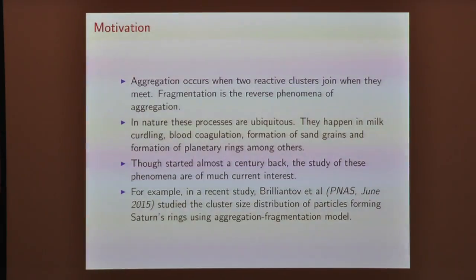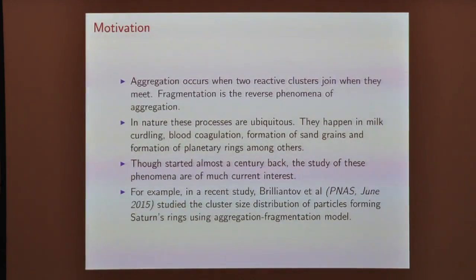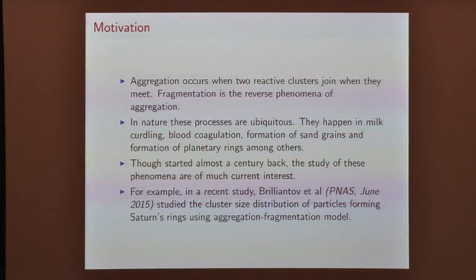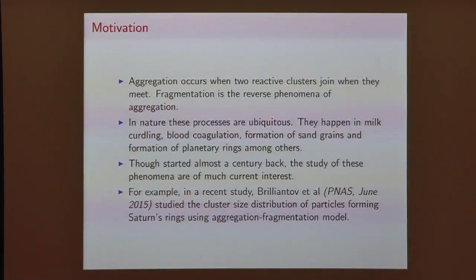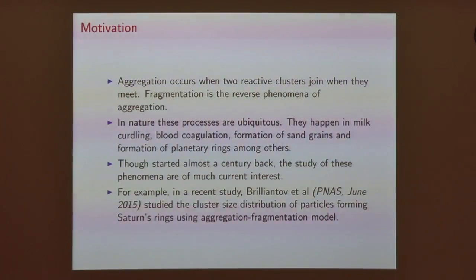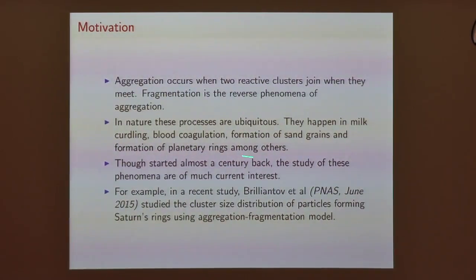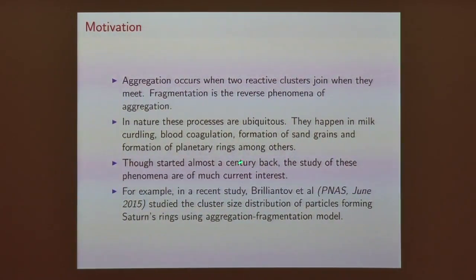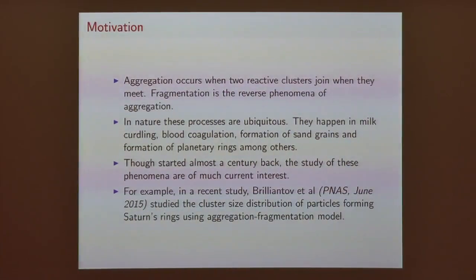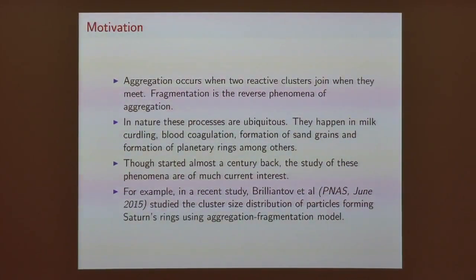Let me first say a few words about the motivation. Aggregation occurs when two clusters join when they meet, and fragmentation is the reverse phenomenon. In nature, these processes are quite common. They happen in milk curdling, blood coagulation, formation of sand grains, and also formation of planetary rings. This is a quite old problem, but still a lot of work is going on.